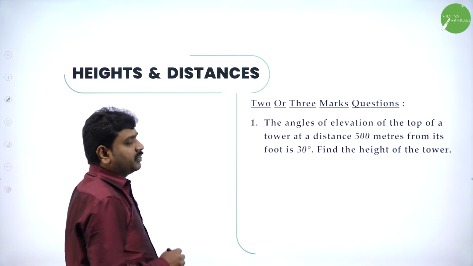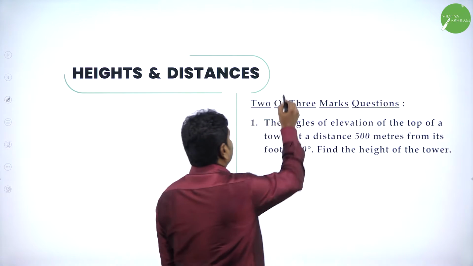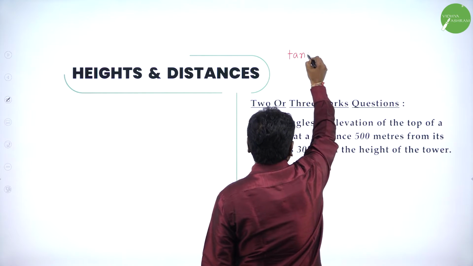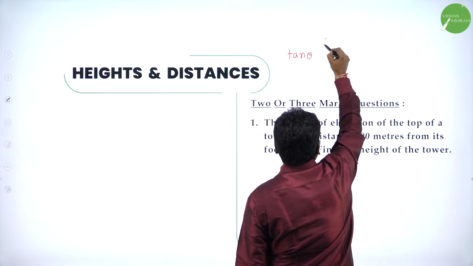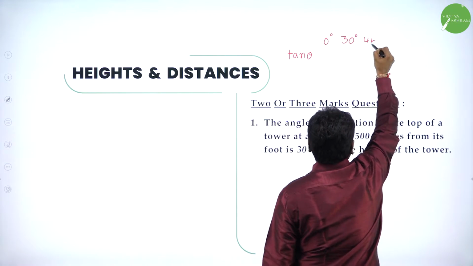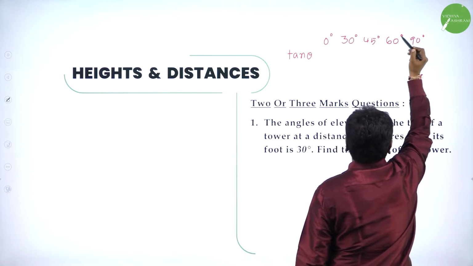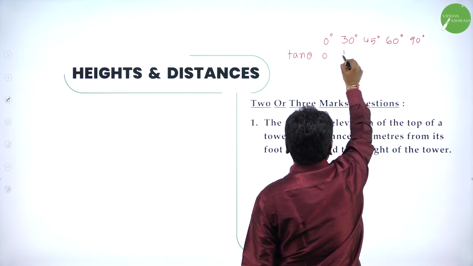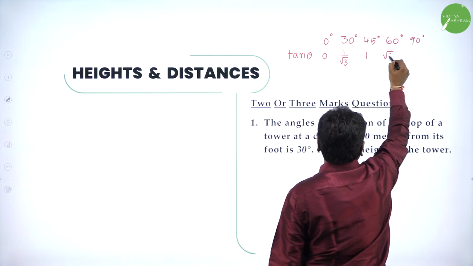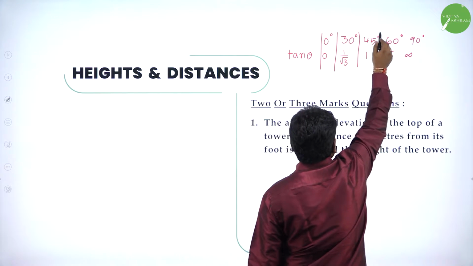See, for any problem, first basic is tan angle. I told you in my last class, please memorize the trigonometric function tan theta and standard angles for tan theta: 0, 30 degrees, 45 degrees, 60 degrees and 90 degrees. All of you know tan 0 is 0, tan 30 is 1 by root 3, tan 45 is 1, tan 60 is root 3 and tan 90 is not defined. So these are the values of tangent of angles.